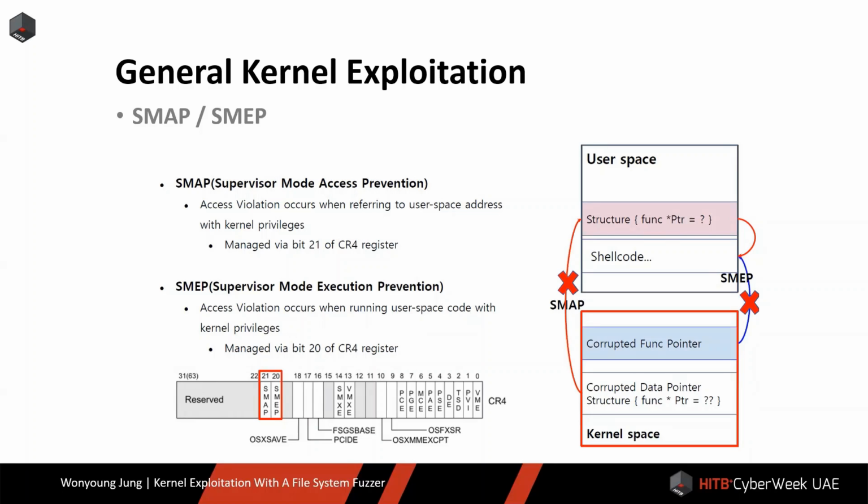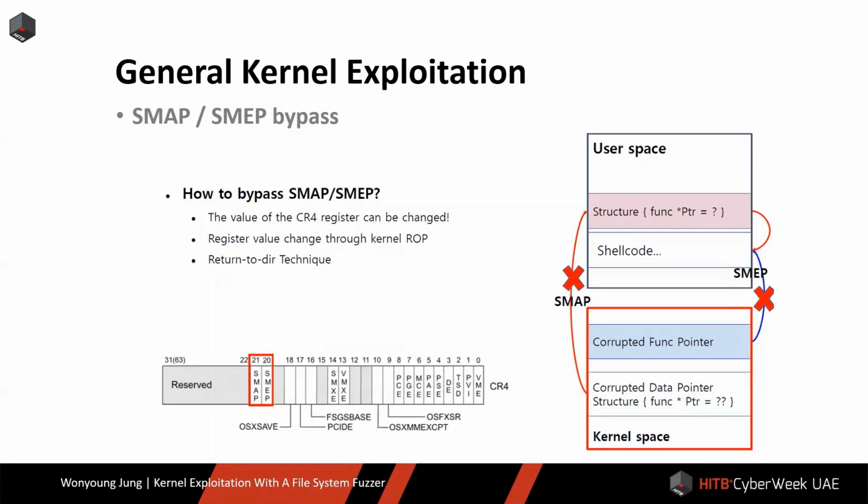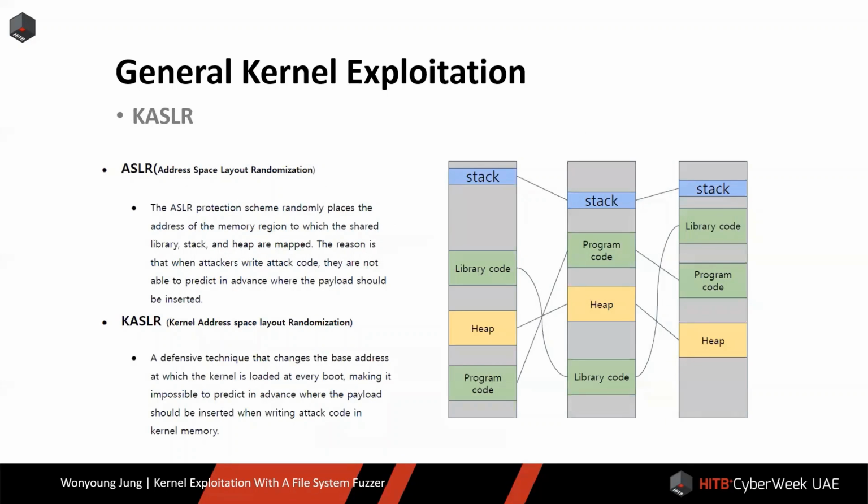These two mitigations are controlled with CR4 register bits 20 and 21. So to bypass these mitigations, we should overwrite the CR4 register bits 20 and 21 to 0. We can bypass mitigations by using return-oriented programming, aka ROP, or using wrong permission settings on physical memory called ret2dir. ASLR is a mitigation which maps process memory sections randomly on each execution. It protects the process from an attacker's memory referencing, and the same mitigation is applied to the kernel as KASLR.